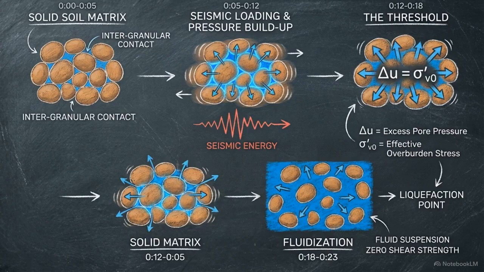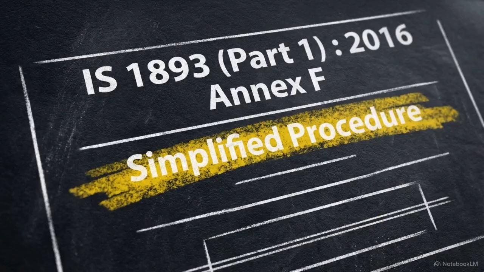At the microscopic level, the cyclic loading from seismic waves causes excess pore water pressure to build up between the soil particles. When that excess pore pressure exactly equals the initial effective vertical stress, the weight of the soil column above it, the grains lose physical contact. The shear strength drops to 0, and the soil behaves like a liquid. To predict this phase change, IS 1893 Annex F outlines a simplified stress-based procedure.